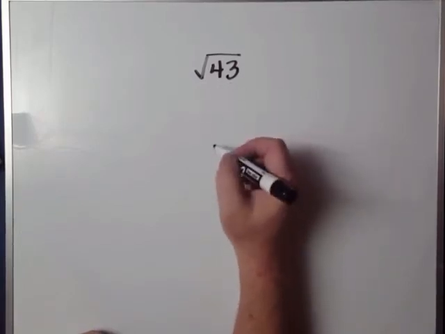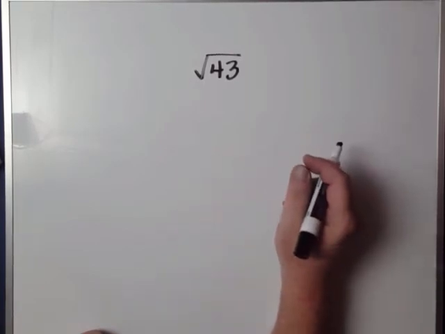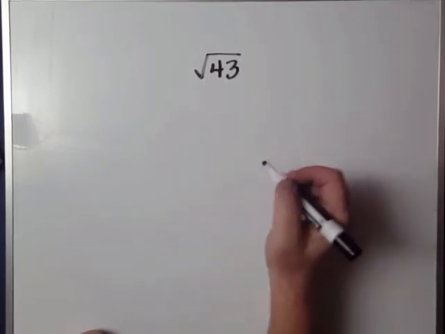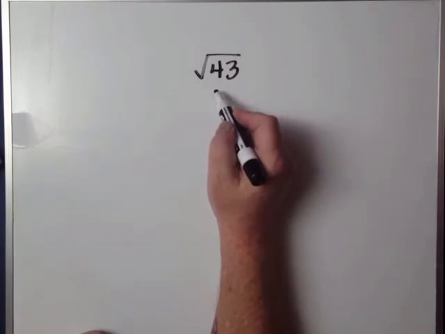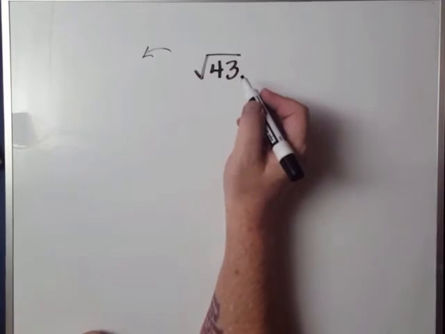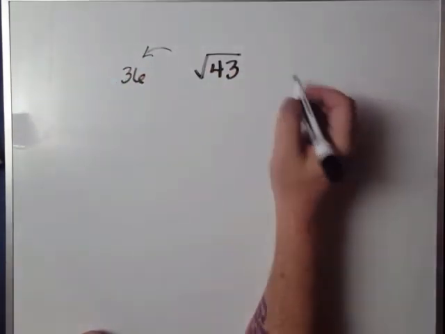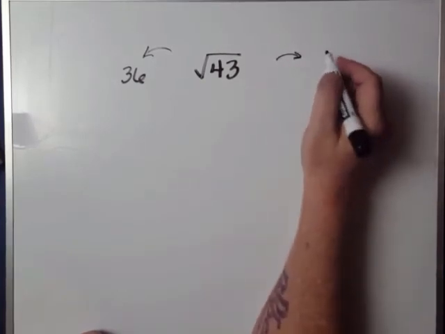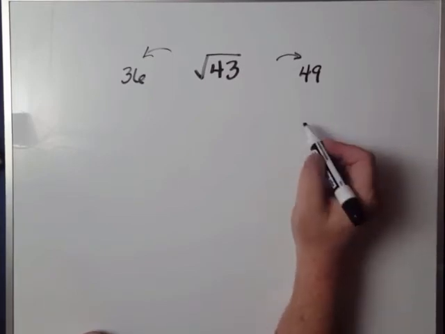If I were to punch this up on a calculator, would it be between 2 and 3? In other words, would it be 2 point something? Would it be between 10 and 11? In other words, 10 point something? What perfect squares do we know to either side? Just below 43 is the perfect square 36. And just above 43 is the perfect square 49. Those are the two perfect squares on either side.